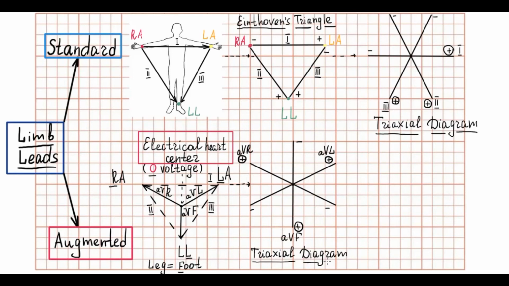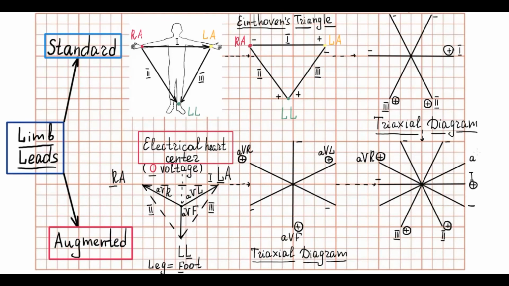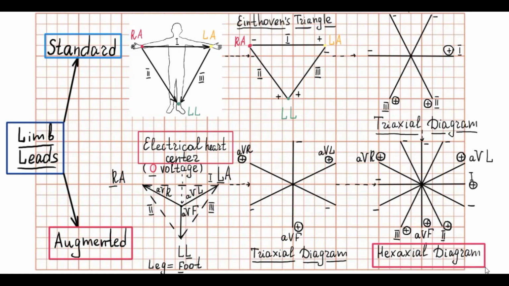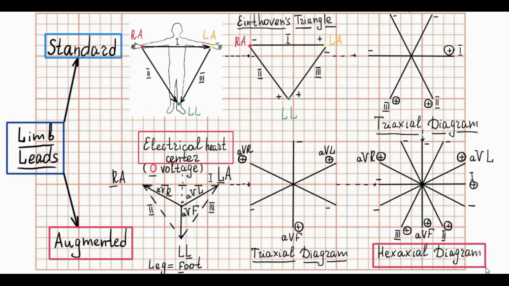Two triaxial diagrams from standard and augmented leads can be combined. The result is a hexaxial lead diagram. The hexaxial diagram shows the spatial orientation of the 6 extremity leads in the frontal plane of the body.